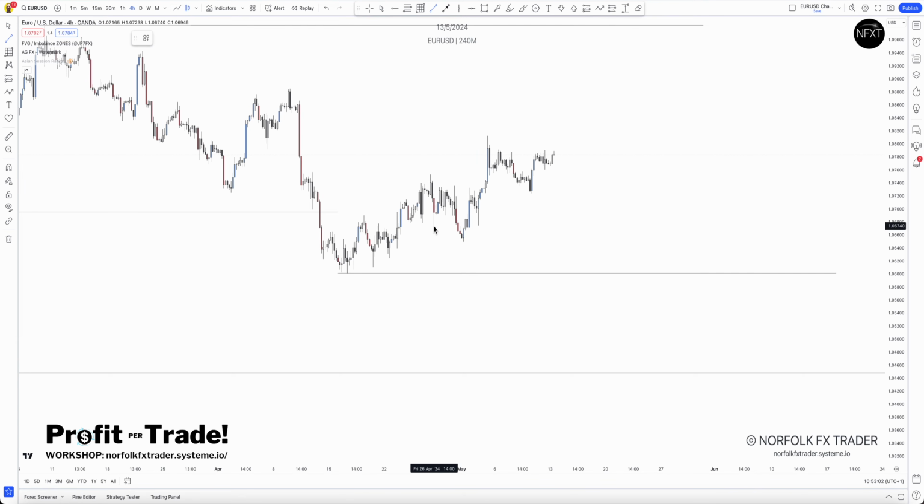So the last area we can see we broke structure. Let me just check this, broke out. And let me just mark this off quickly. So we broke down here, broke up, pulled back, we broke out again. This is my last breakout. We pulled back, we broke out here.